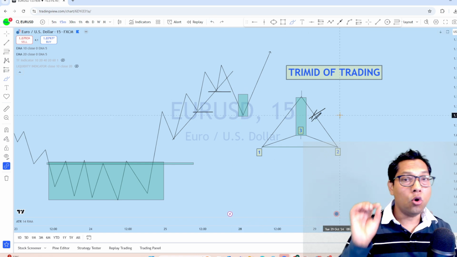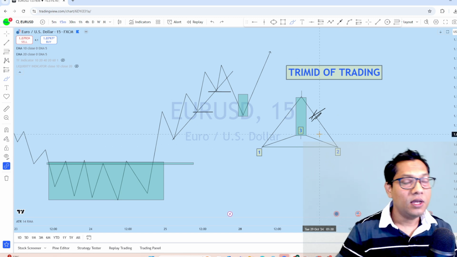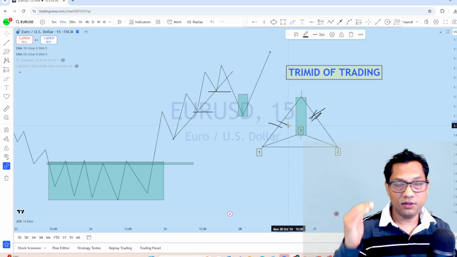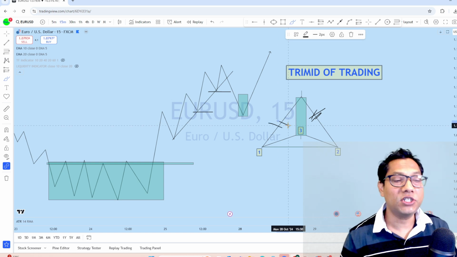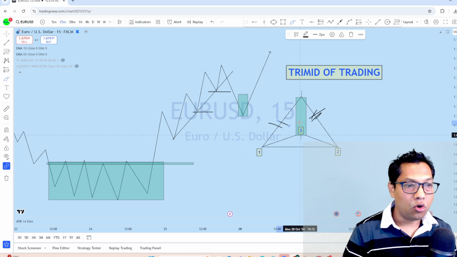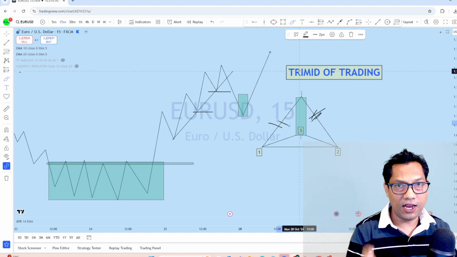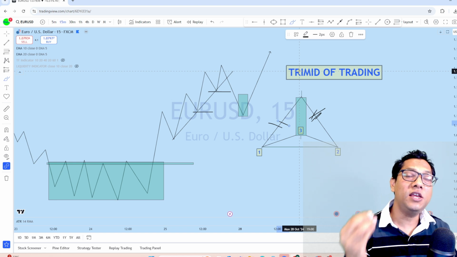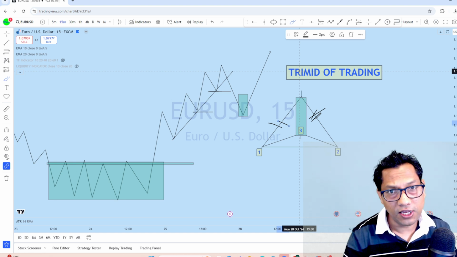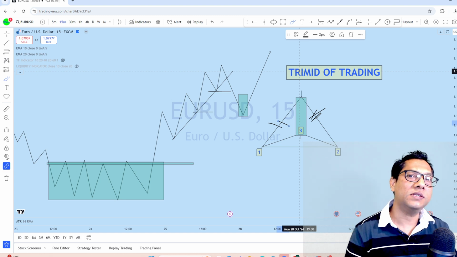When you complete this trimit, you have the foundation, the market structure, the first side, and the break from that structure, returning near to the foundation, and then confirming with a price action for the entry. These are the three important sides of the pyramid of trading that I follow in my trading to find success.